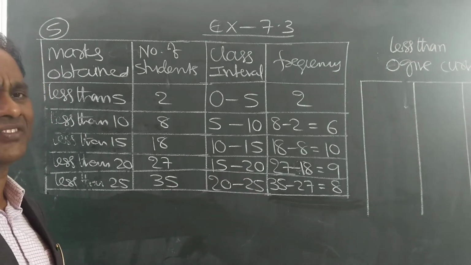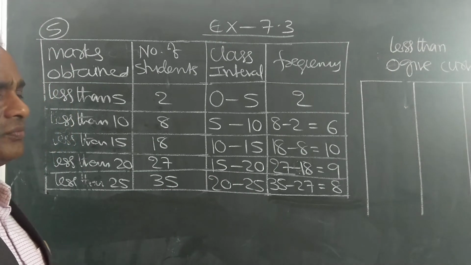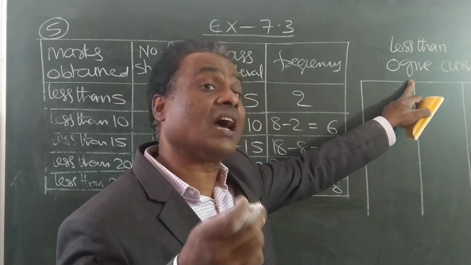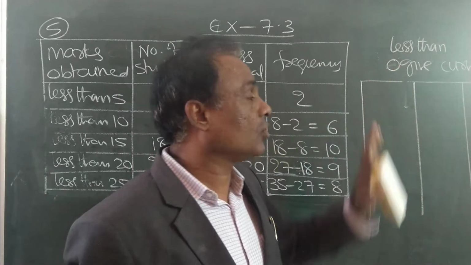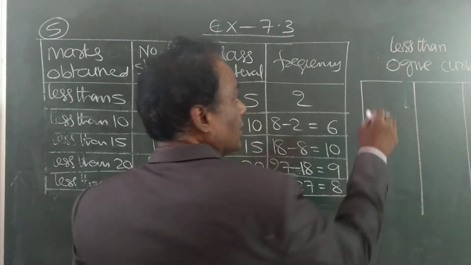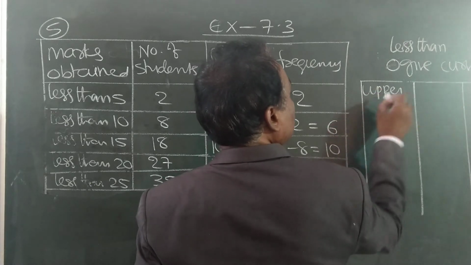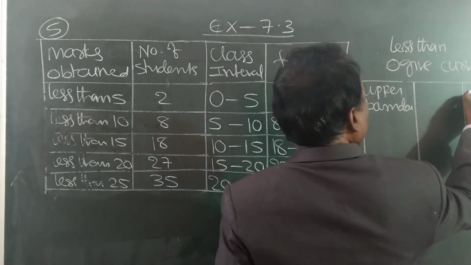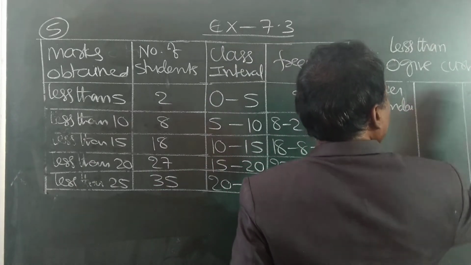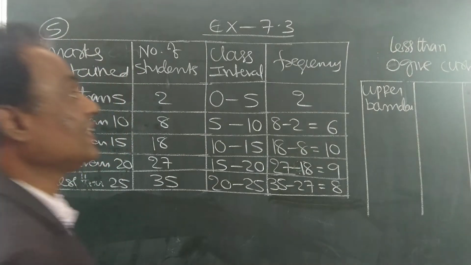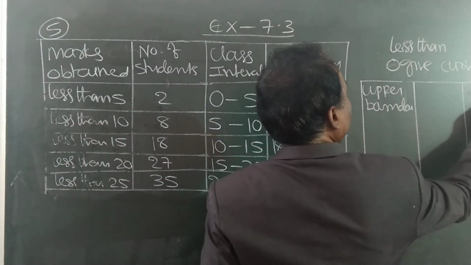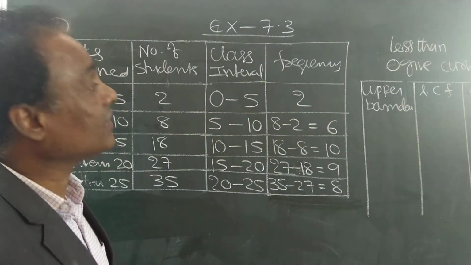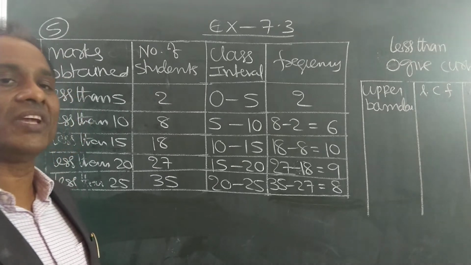Just now I gave the definition. I explained how to draw the curves. Less than ogive curve and less than cumulative frequency curve are both the same. So how to draw this? You see the definition: upper boundaries and less than cumulative frequency. These 2 we have to take.